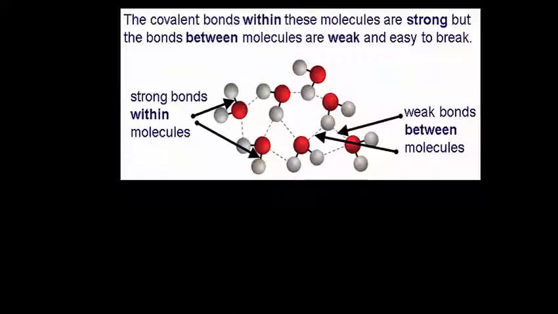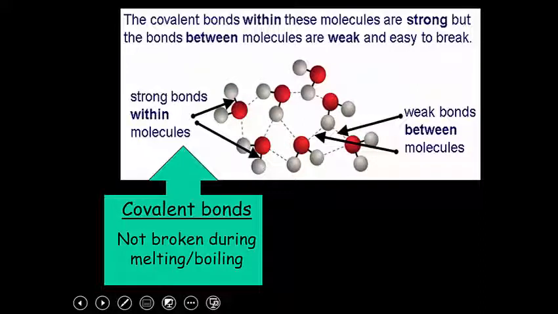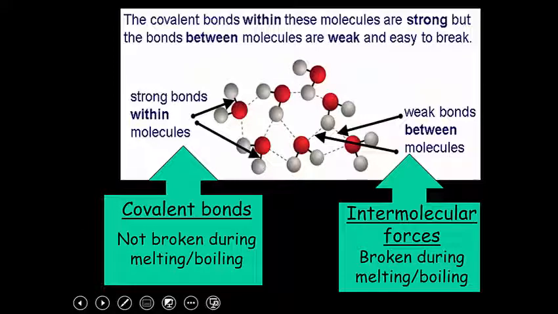Okay, so here is another look at some covalent molecules. The covalent bonds within the molecules are strong, but the bonds between the molecules are weak and easy to break. And that's what means that they have a low boiling point and a low melting point. So we've got strong bonds within the molecules. They are not broken during melting or boiling. And we've got weak bonds between the molecules, which are broken easily during melting and boiling. Okay, take a look at this little video clip.